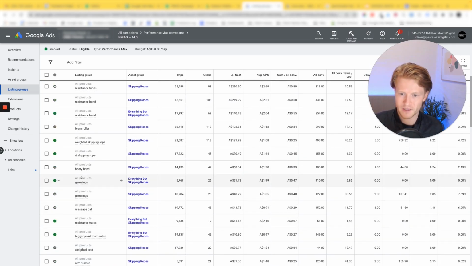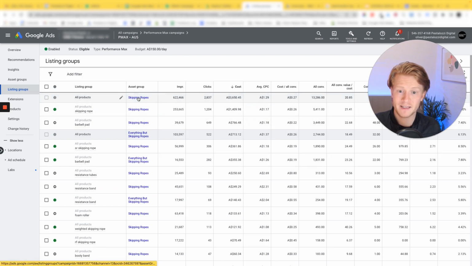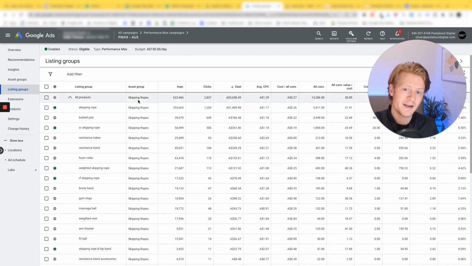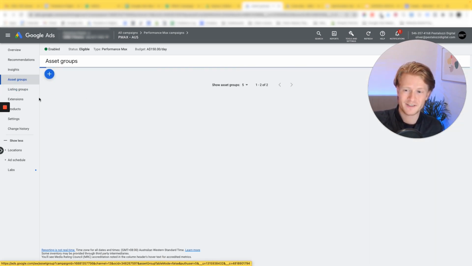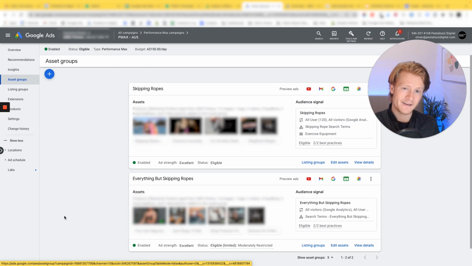Massage ball, gym rings. We've got a whole different series of product groups here, and ultimately I decided that I needed to separate skipping ropes from everything but skipping ropes. I needed to make a distinction, because I was seeing a different return on ad spend for each of those two product listing groups. I noticed that skipping ropes were doing quite well while the others weren't really doing well. And by separating them I get different data for each, but the main thing is that I can provide different assets for each.